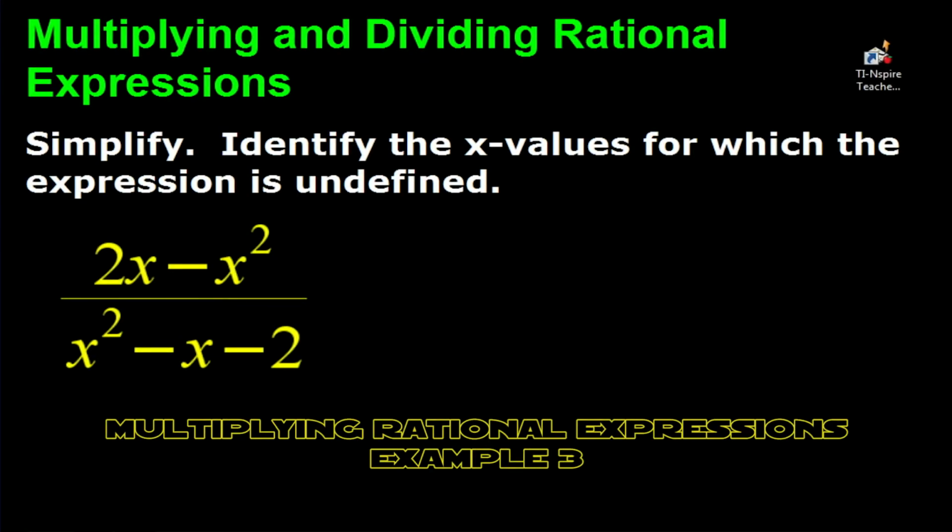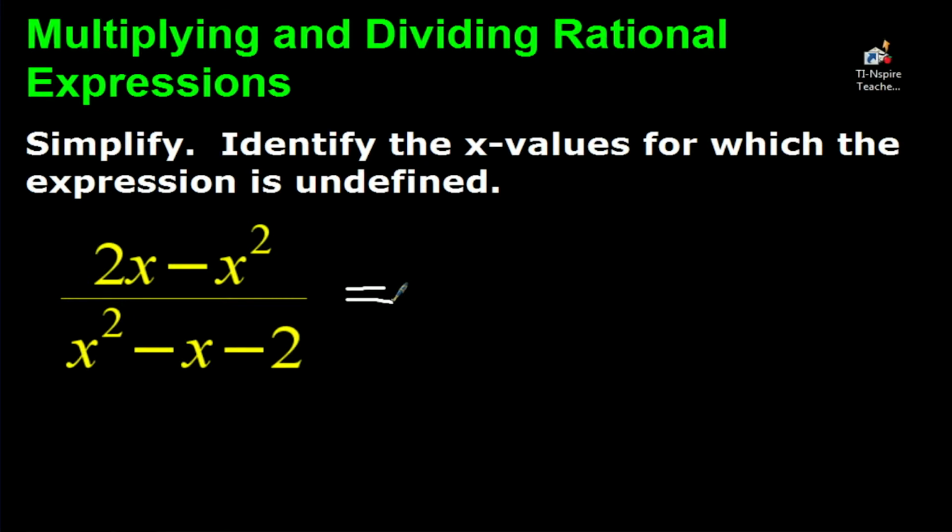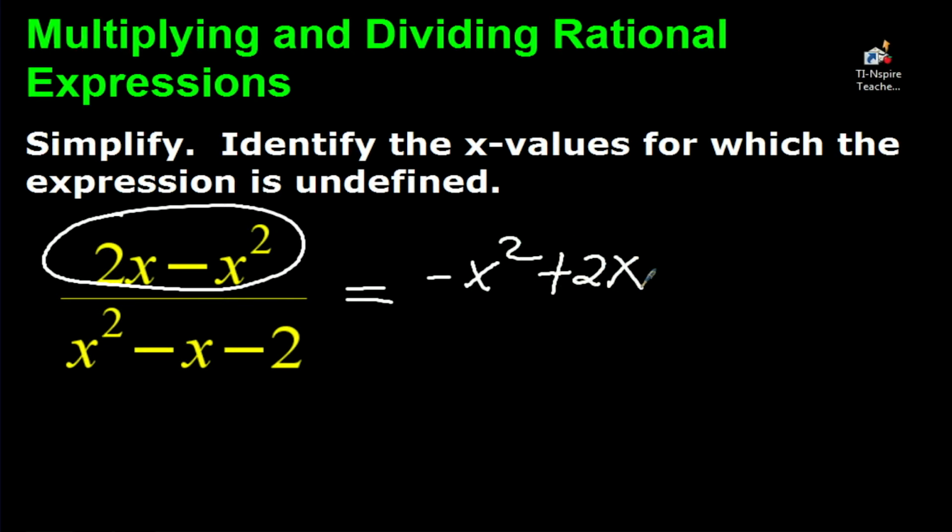In this example of simplifying rational expressions, again, I want to be looking to factor if I can, but notice on my numerator, my polynomial in the numerator is not in standard form. It will make it easier for me to factor if I rearrange it into standard form. So I'm going to rearrange it as negative x squared plus 2x, and then that's still divided by x squared minus x minus 2.